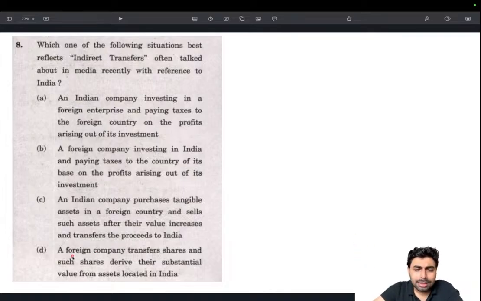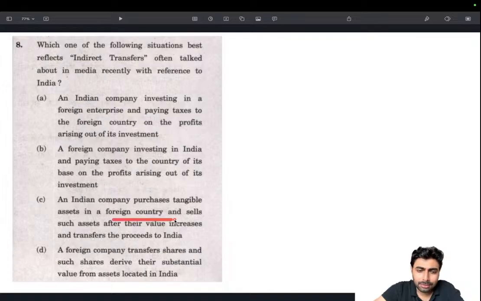But in this case, it's a whole different story because a foreign company is transferring only the shares and not the entire thing. Not an entire asset, tangible or intangible, is being sold. Only the transfer of shares is happening, and such shares derive substantial value, meaning that something that is not done directly is indirectly happening. Not that the asset is being sold right away and the proceeds transferred, just that the transfer of shares is happening. But the issue is that the shares derive value from an asset located in India. So that's a very indirect thing to do.